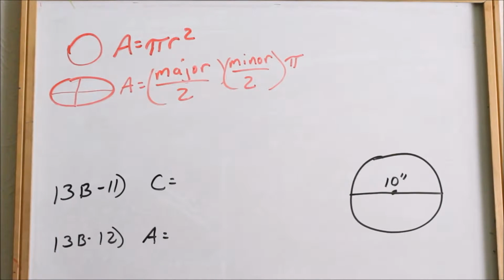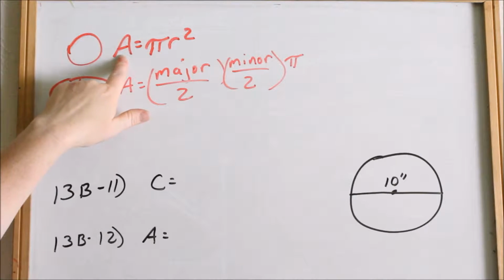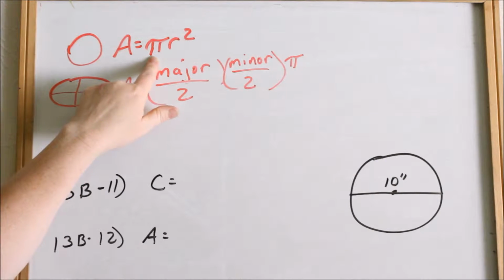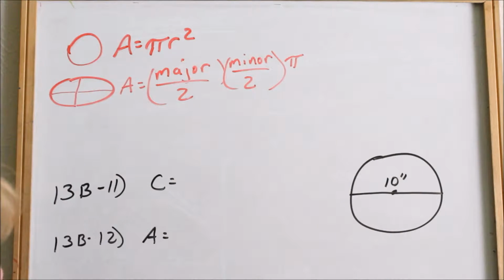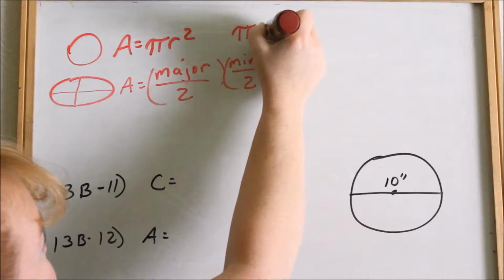Okay, we're going to be talking about the area of circles and the area of ellipses. If you want to write on your formula card, here is the area of a circle. The area of a circle equals pi r squared. We will be using pi equals 3.14. If you want to use your pi button, that is fine.